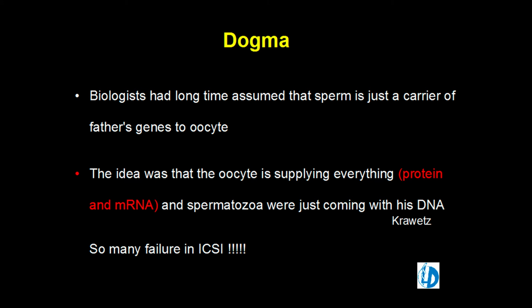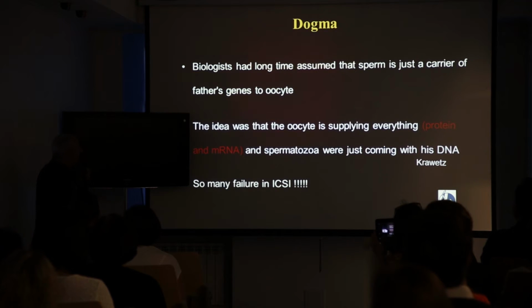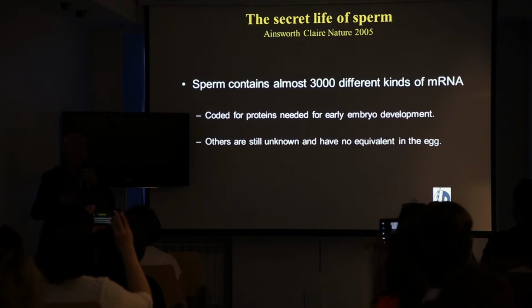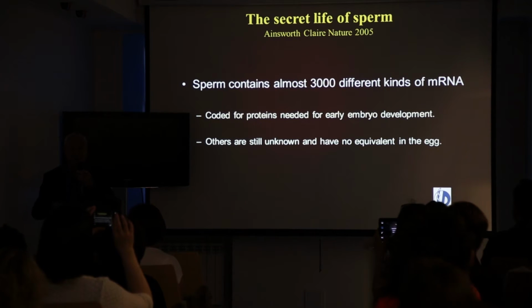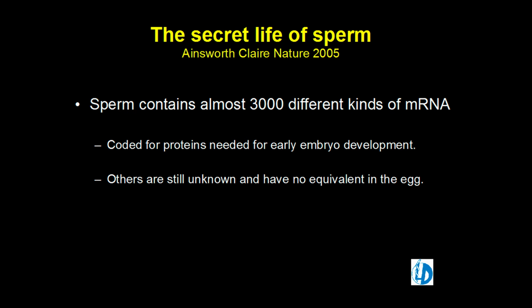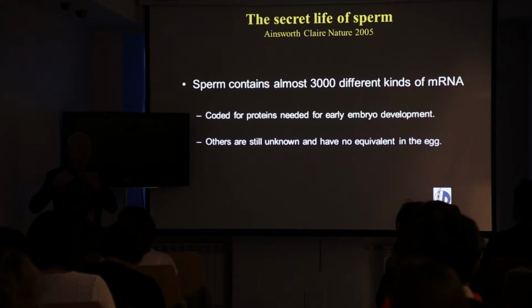And it was a dogma that the oocytes carry everything, the DNA and all the genome. But it's not the truth, because we know now that there are in the sperm more than 3,000 different mRNAs. They are the programming for new proteins, proteins that you don't find in the oocytes. Proteins coming just from the sperm and from the sperm mRNA. This is the most important role of the sperm.